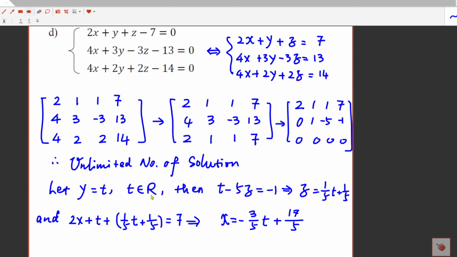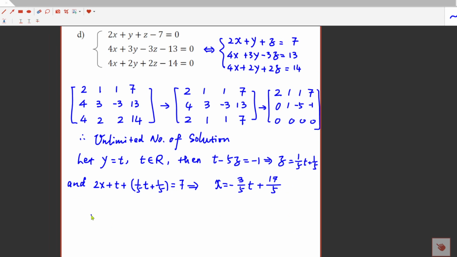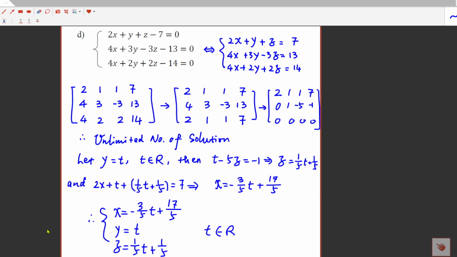Therefore, our final solution in terms of t is x equals -3/5 t plus 17/5, where y equals t and z equals 1/5 t plus 1/5, right? Where t could be any real number. So we use the number t to connect the set of x, y, and z. So this is our final solution.